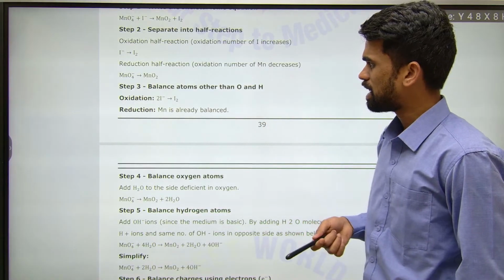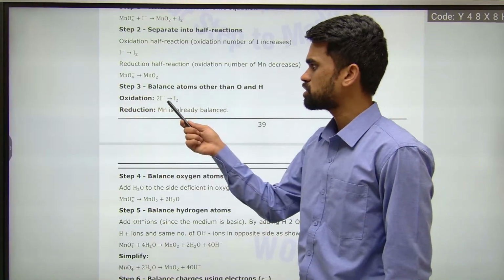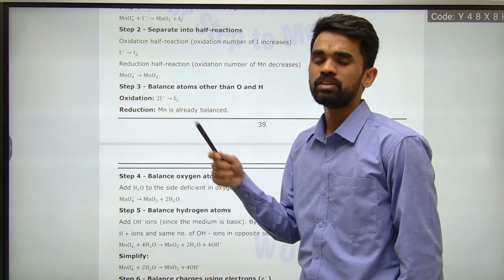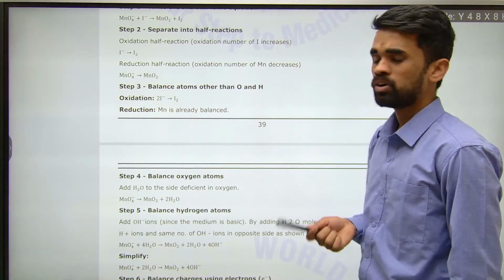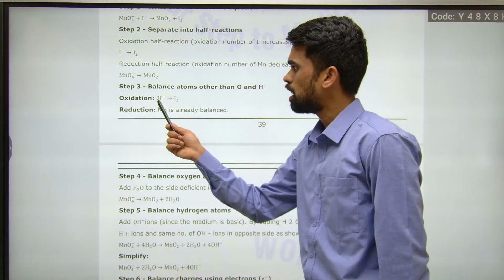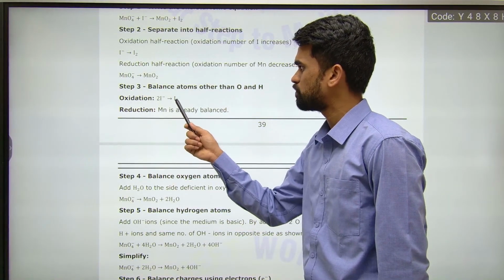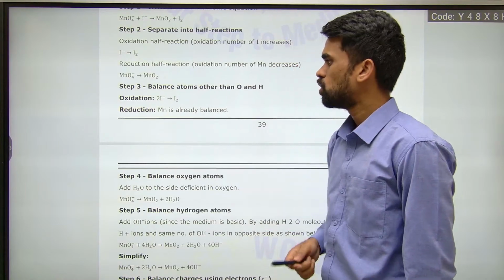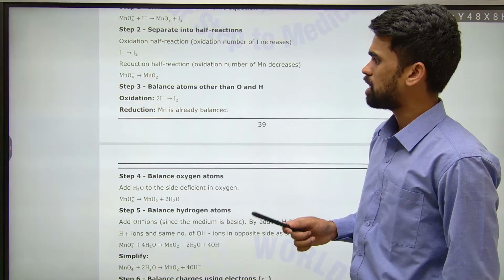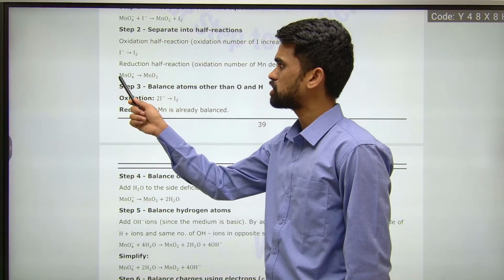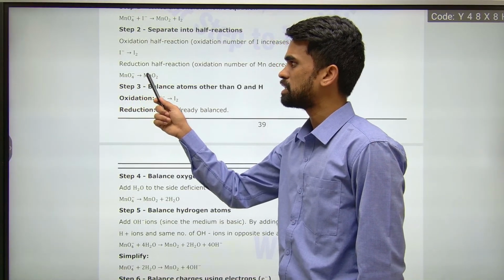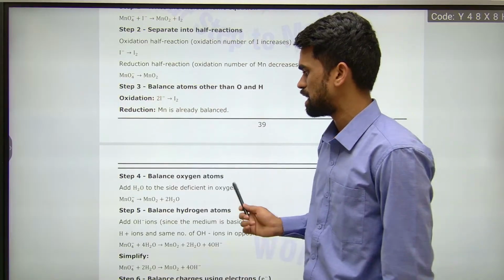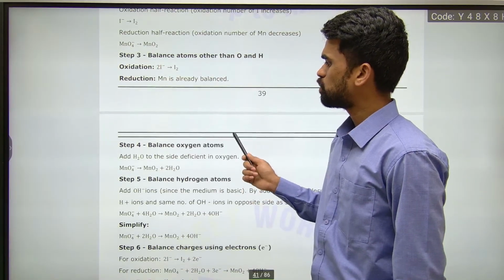Now what are the other atoms we have other than these two? In oxidation we have only iodide and iodine, so there is no oxygen and no hydrogen. Just balance them. I minus converting into I2 means we require 2 iodide ions. So 2 I minus giving I2. Okay, that's it. When it comes to the reduction half, there is only one manganese at the reactant side and one manganese at the product side, so manganese is balanced. Now next, what to balance?